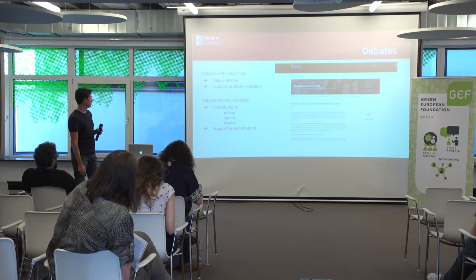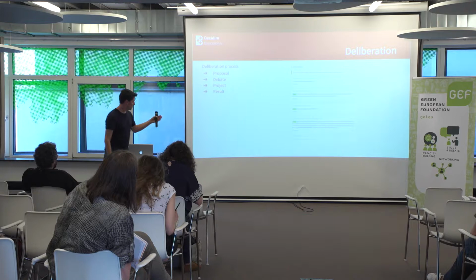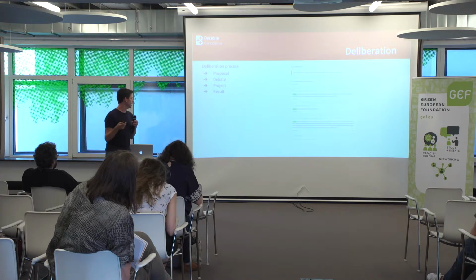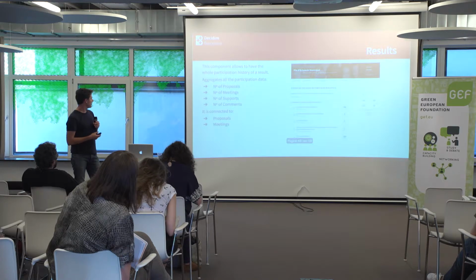Then we have debates. We have different types of debates. Here you can see, for example, some comments in favor. We show them in green and against in yellow, and you can identify and follow the conversation.